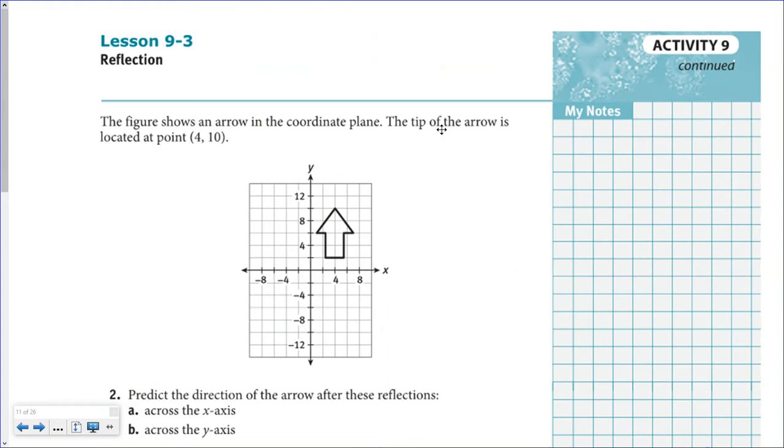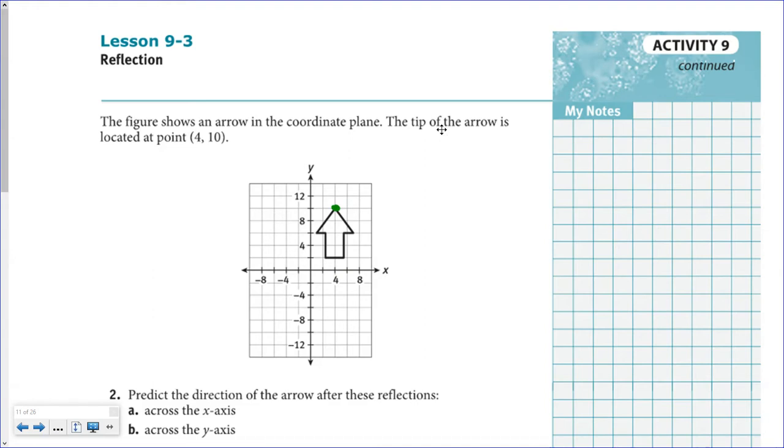So they show you an arrow in this coordinate plane. The tip of the arrow is currently located at (4, 10), which is right here. The arrow is currently pointing up. Notice that the graph is going by twos: 2, 4, 6, 8. It's not typically that way, but on this one it is.